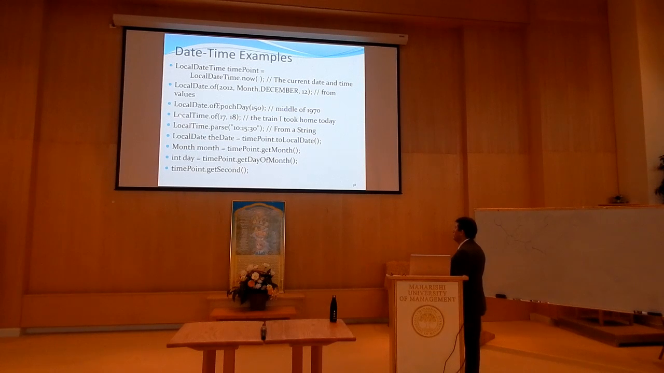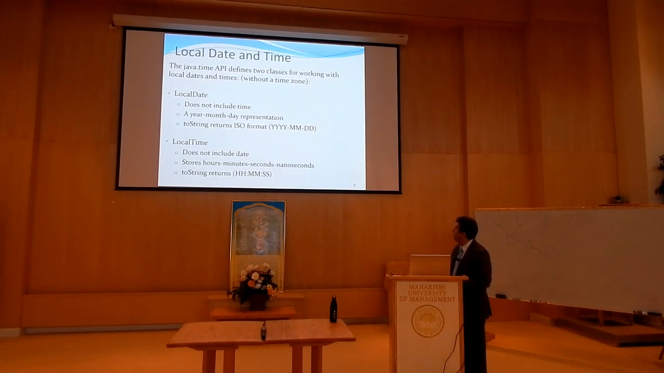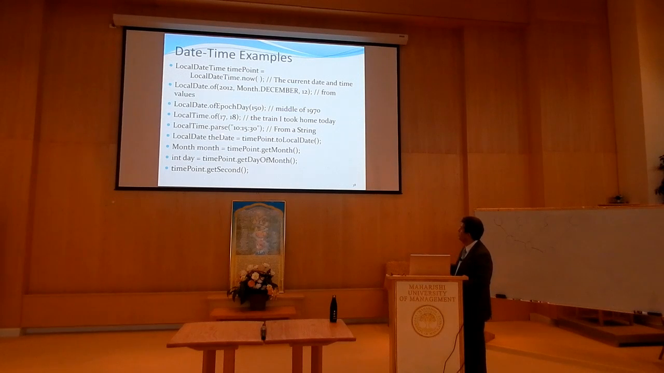And then you can say local time of 17:18. This is the time of the train that I took home today, the 5:18 p.m. train. And the local time representing 10:15:30. So if you have a string, remember we said toString does this and toString does that. If from a string you want to go back to the date and time objects, you use the parse method.